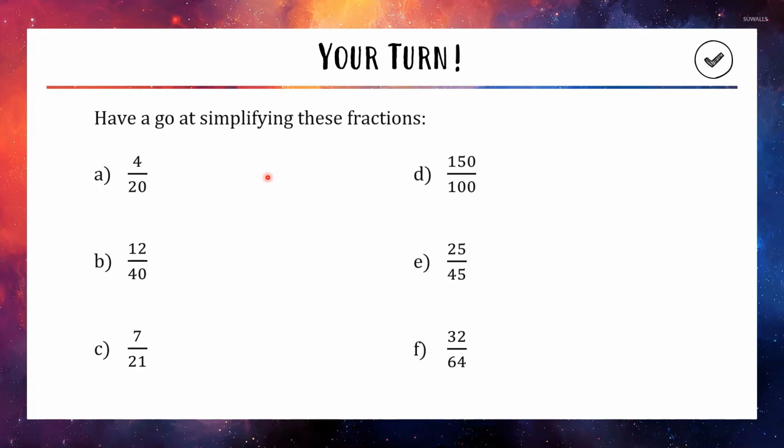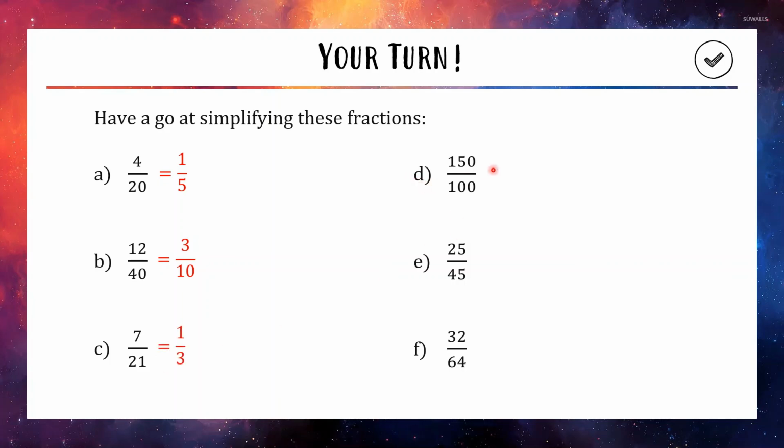Okay, question A, common factor of 4 and 20 is going to be 4. So we have 1 on the top and 5 on the bottom. So 1/5. Question B, common factor is 4. On the top we have 3 4s, and on the bottom we have 10 4s. So we got 3 out of 10. Question C, we have a common factor of 7. On the top we have 1, on the bottom we have 3. So it's 1 out of 3.